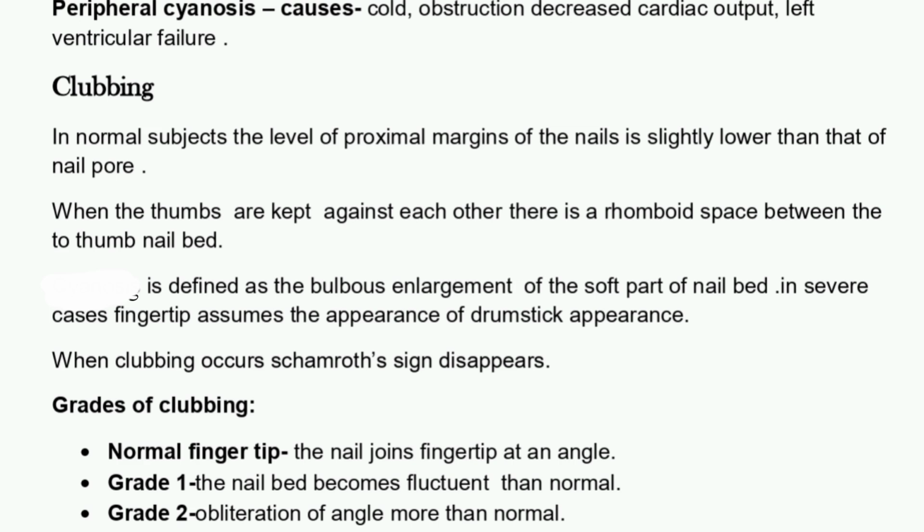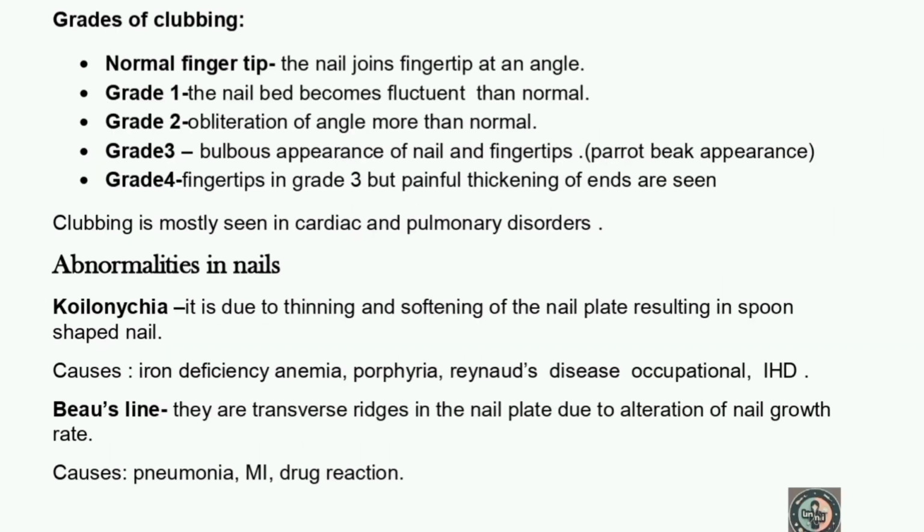And there are various grades of clubbing. In a normal fingertip, the nail joins the fingertip at an angle, but if clubbing is present at grade 1, the nail becomes more fluctuant than normal. In grade 2, there is obliteration of the angle more than normal. In grade 3, there is bulbous appearance of the fingertips, and in grade 4 the fingertips resemble grade 3. They are enlarged, bulbous enlargement is seen, but it is also accompanied by painful thickenings. So grades of clubbing is an important topic. It has been frequently asked in previous question papers.